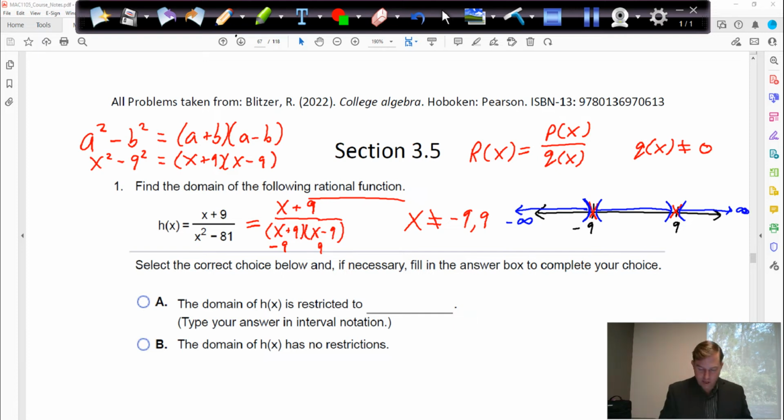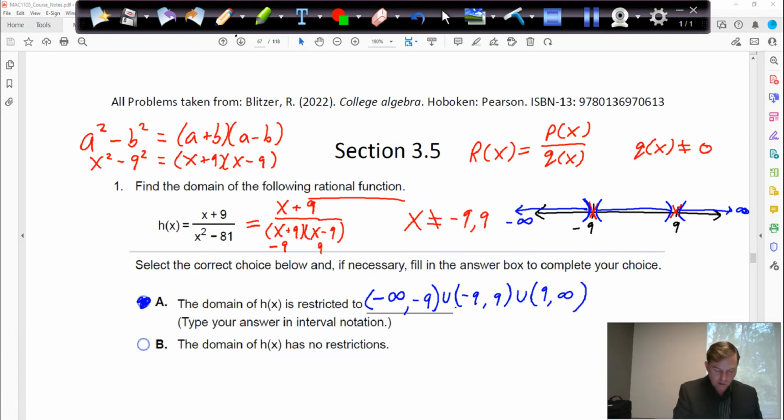And so we'd say, okay, x can be anything from minus infinity to minus 9, but let's exclude minus 9. Then union that with everything in between minus 9 and positive 9. Then union that with everything from 9 to positive infinity. And so with the number line, we can quickly see what the answer would be.